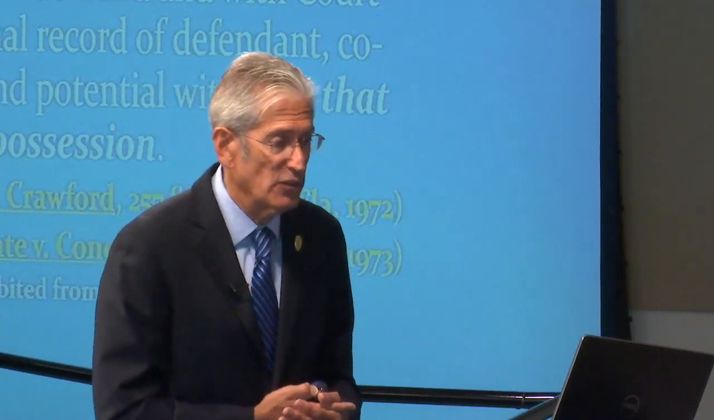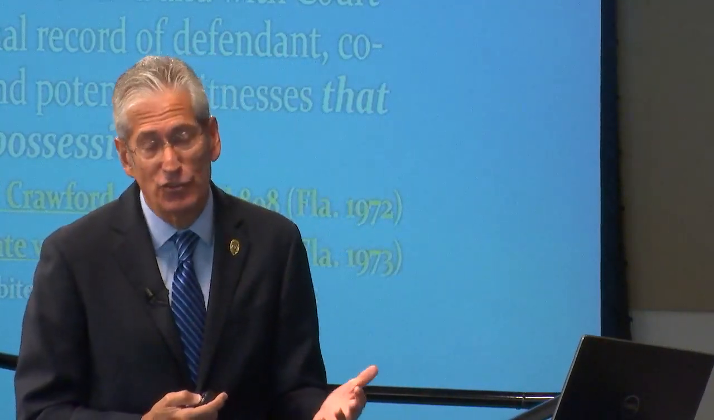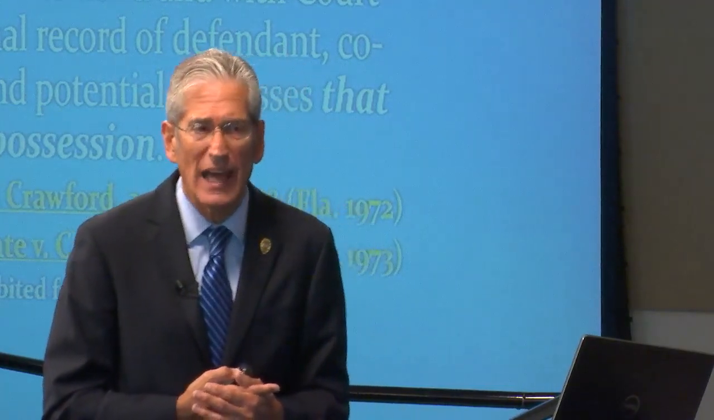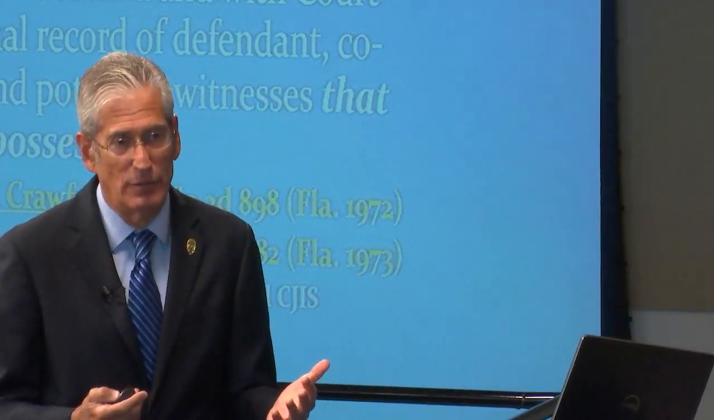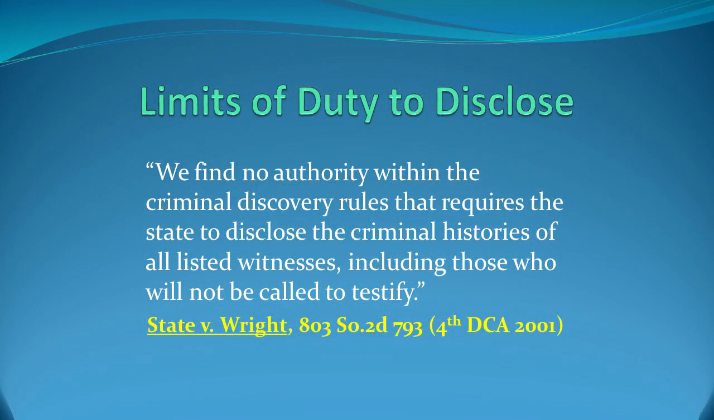Now, what about potential witnesses and co-defendants? Well, if you've got them, you should give a summary out. If you don't have them, you don't have them. And you're not required to go out and get them. Here's State versus Wright, 4th DCA case, 2001. We find no authority within the criminal discovery rules that requires the state to disclose the criminal histories of all listed witnesses, including those who will not be called to testify.